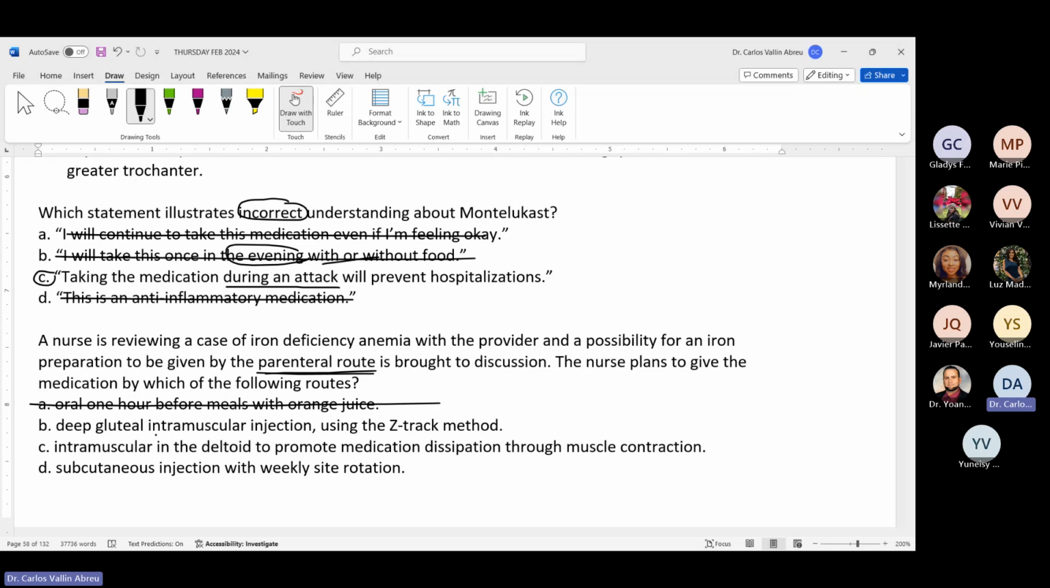Deep gluteal intramuscular injection using Z-track, this is correct. Must be the answer. Let's see the others. Intramuscular in the deltoid. No, we don't put iron in the deltoid. Subcutaneous, no, we don't give iron subcutaneous. So the answer is B.